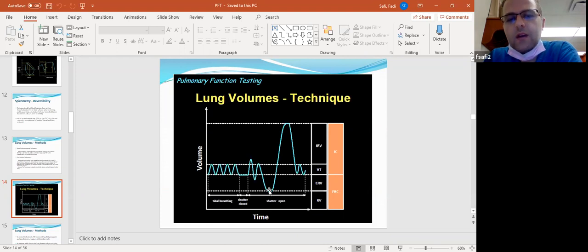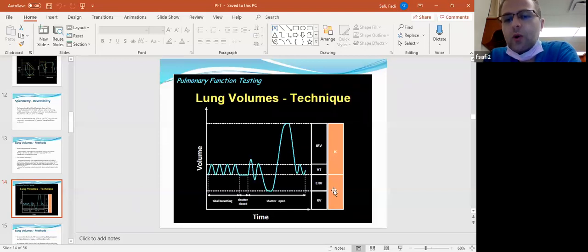Once you exhale all the way, you reach the residual volume. Then you ask them to inhale all the way. You reach the total lung capacity. Then you ask them to exhale, and then again you go to tidal volume. This area here, we call it tidal volume, remember. This area here, we call it inspiratory reserve volume. This area here, we call it expiratory reserve volume, and this is residual volume. This is the functional residual capacity that I talked to you about. It is the summation of the residual volume and the expiratory reserve volume, okay?